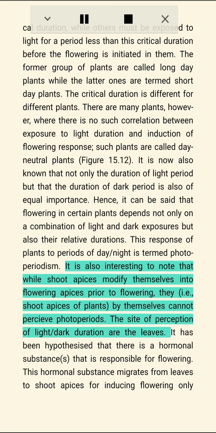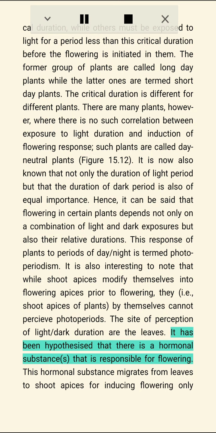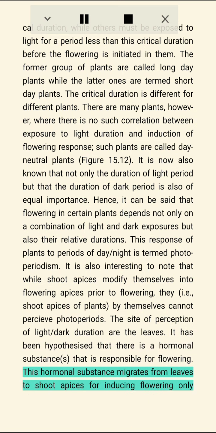It is also interesting to note that while shoot apices modify themselves into flowering apices prior to flowering, the shoot apices of plants by themselves cannot perceive photoperiods. The site of perception of light-dark duration are the leaves. It has been hypothesized that there is a hormonal substance that is responsible for flowering. This hormonal substance migrates from leaves to shoot apices for inducing flowering only when the plants are exposed to the necessary inductive photoperiod. Long day plant, short day plant, day neutral plant, figure 15.12 photoperiodism, long day, short day and day neutral plants.